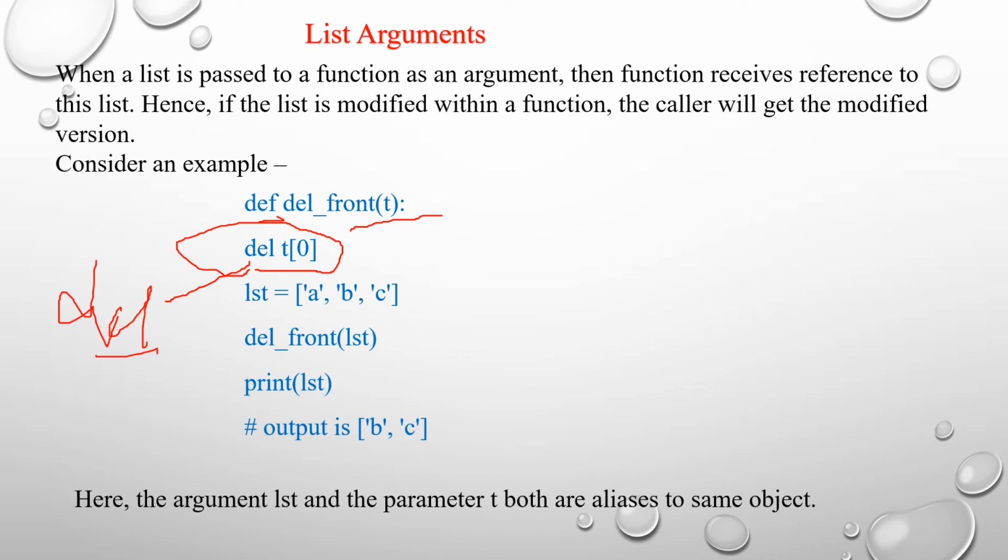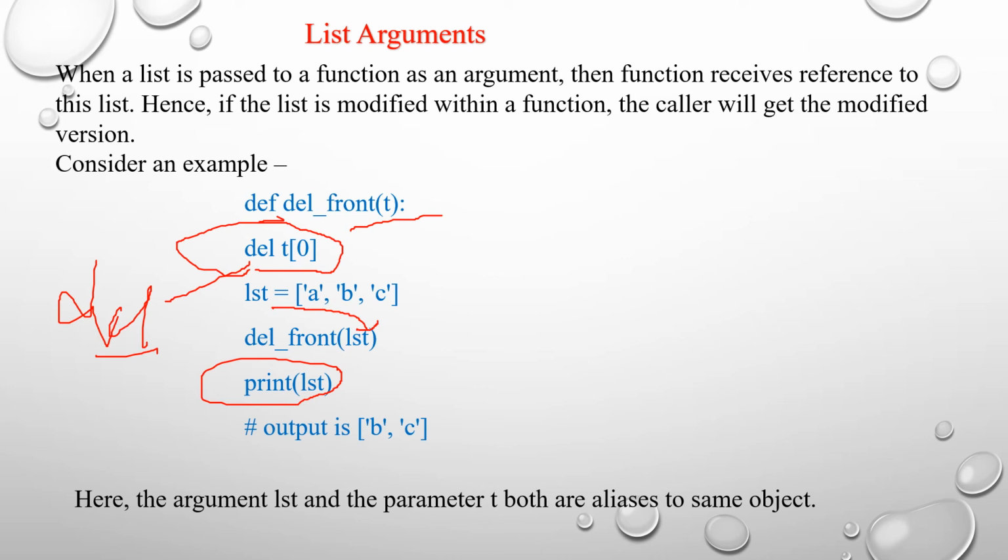After that I am declaring one list. The list variable I name it as lst is equal to, and the elements are a b c. After that I am calling the function del_front. Here I am passing the list, lst is the list variable name. If you print the list, the Python interpreter will print only b and c. So my list elements are a, b, c.